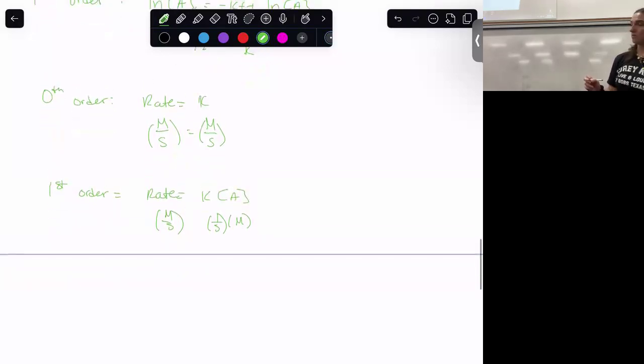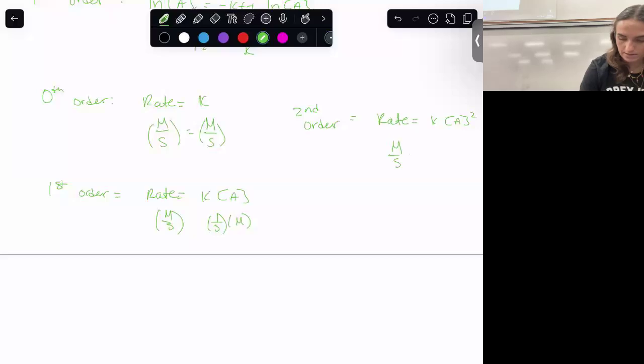And then for second order, let's finish it off. Rate is equal to k times A squared. We need molarity over seconds. We have molarity squared. So in order to get to just one molarity on top, we need k to be 1 over molarity times seconds.